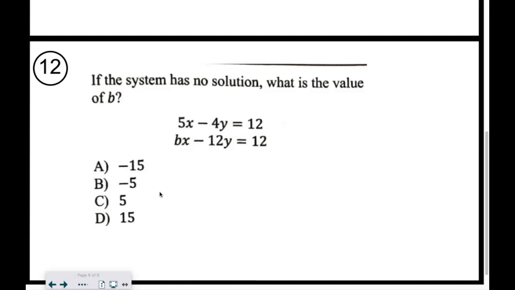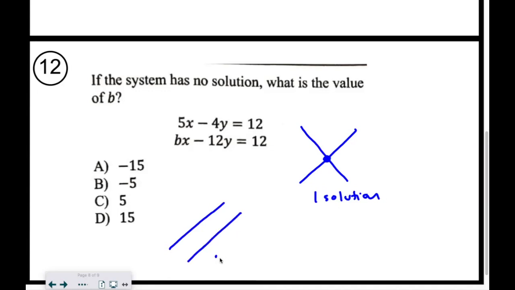So just a quick reminder of systems of linear equations. You have three options. The two lines are either going to intersect, and if they do, they're going to only be able to intersect once, and you're going to have one solution. So we don't want this. The other option is what we do want: no solutions are going to be two parallel lines. So you're going to get no solution. So if you have lines that never intersect, then you have no solution.